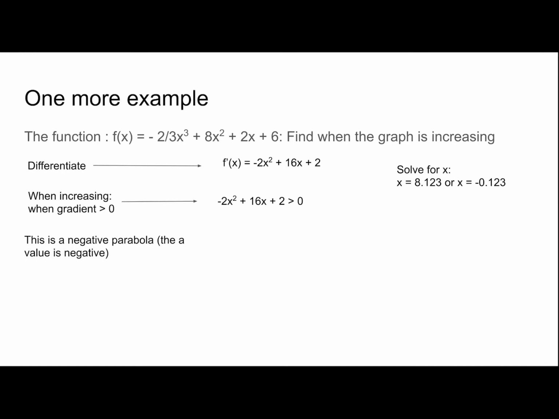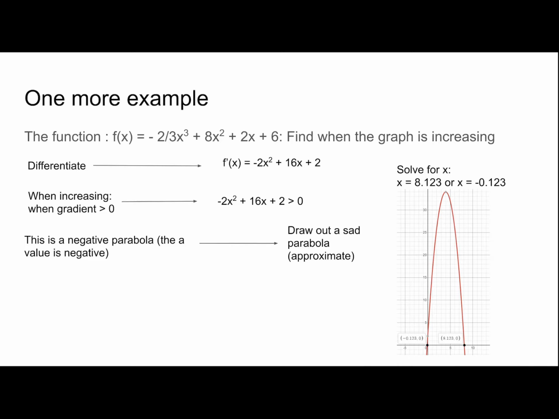So this is a negative parabola. How can you tell if it's a negative parabola? As you can see, it's negative 2x squared. Negative 2x squared indicates a negative a value, and if it's a negative a value, therefore it is a negative parabola. We should be drawing out an approximately sad parabola so we can understand. It doesn't have to be exact.